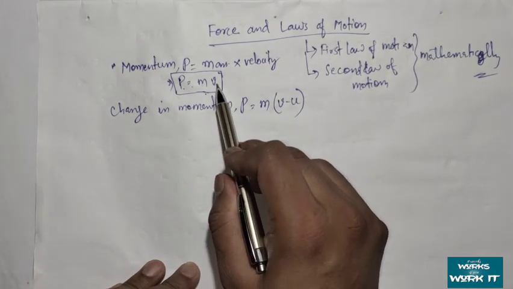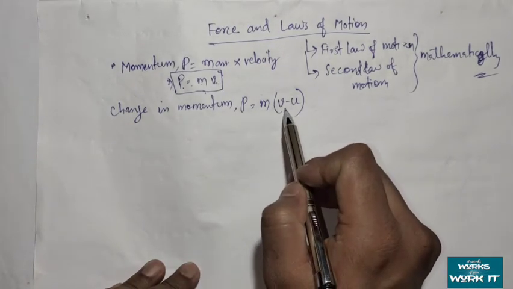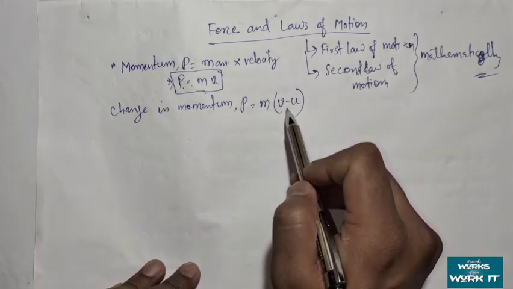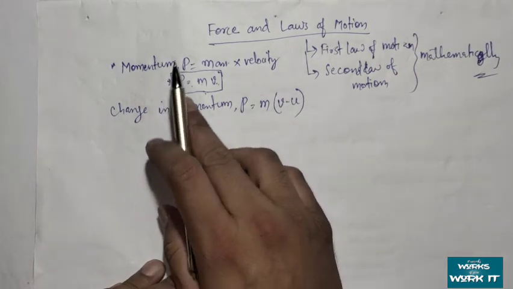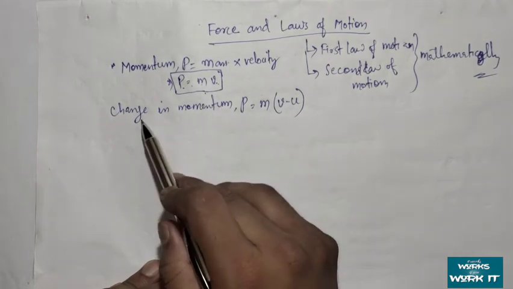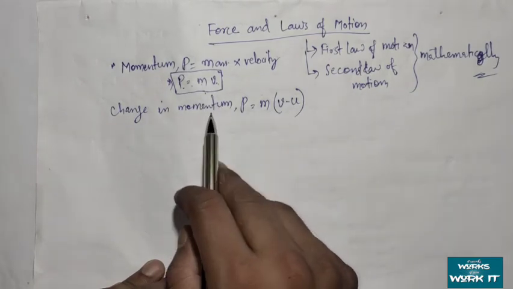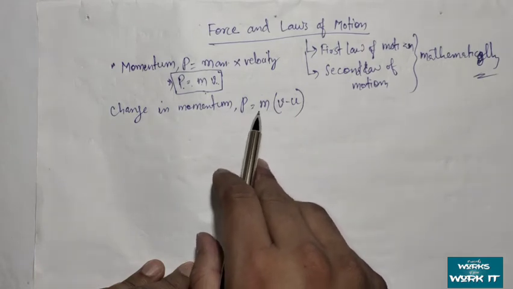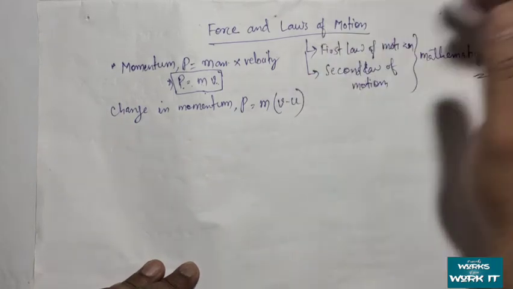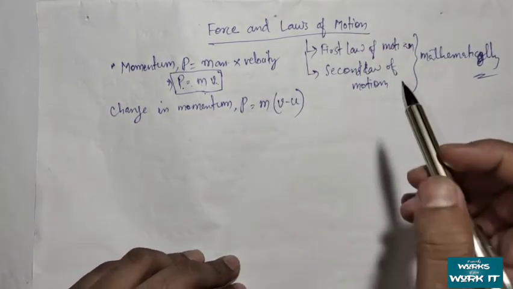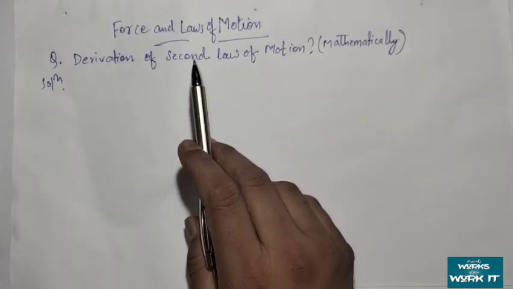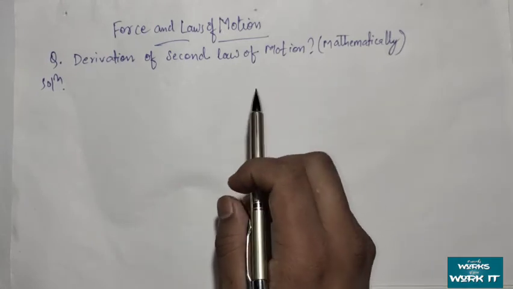What was our formula? P equal to mv, mass into velocity. If I take the change in momentum, the change in momentum takes place with the change in velocity, so the change in velocity will be v minus u. So this is the exact formula for momentum, P is equal to mass into velocity. And if we write the change in momentum, it will be P equal to m into v minus u. So these two formulas we need to know before deriving the two laws of motion. We will first derive the second law of motion mathematically.